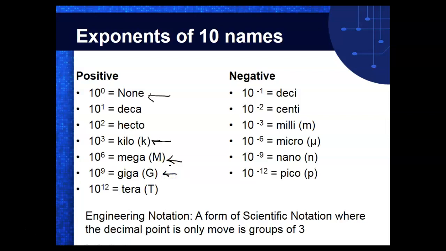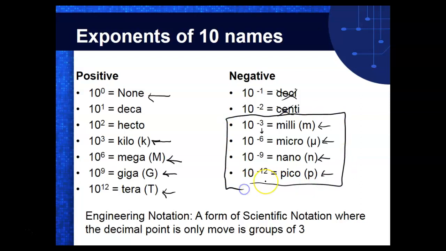So in engineering notation, we don't have deca, we don't even have hecto. We do have kilo, mega, giga, and tera. We don't have deci, we don't have centi. We do have milli, micro. Now notice they're moving in threes. Micro, nano, and pico. And this is about as far as we go with engineering notation.